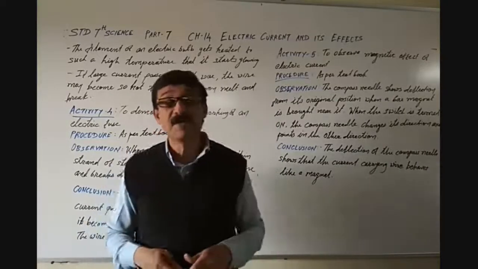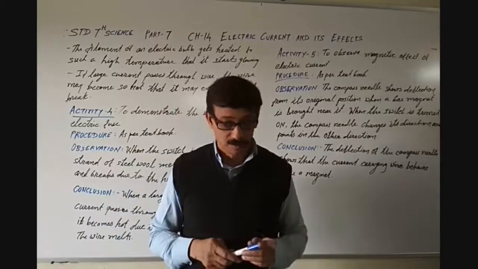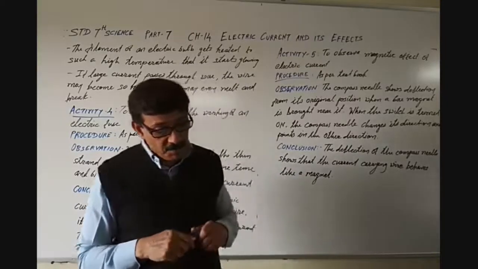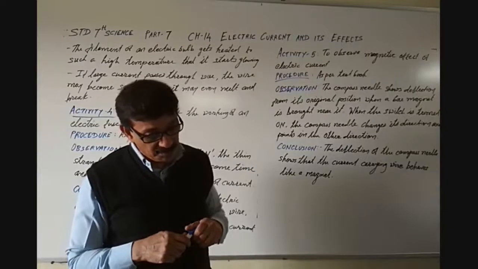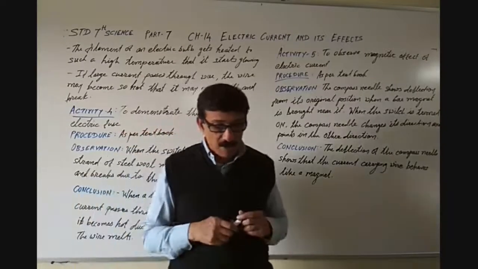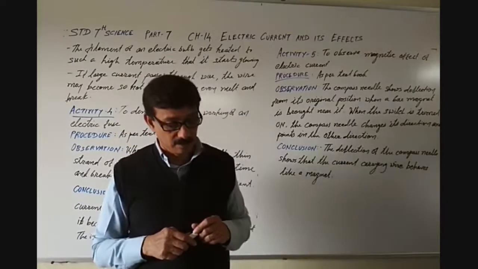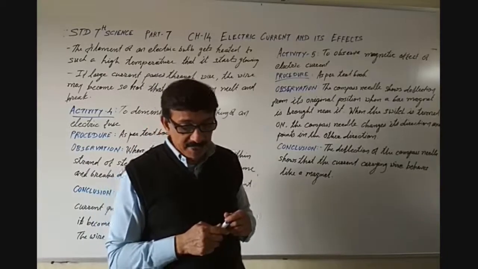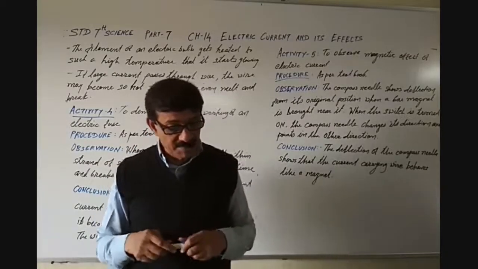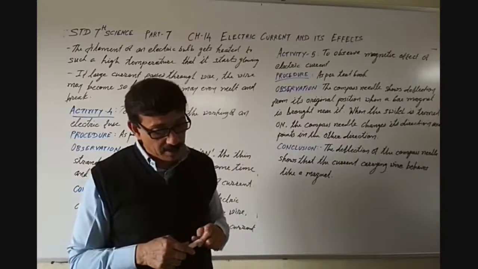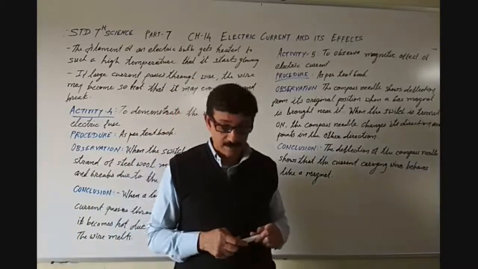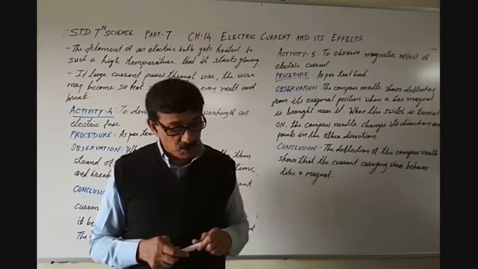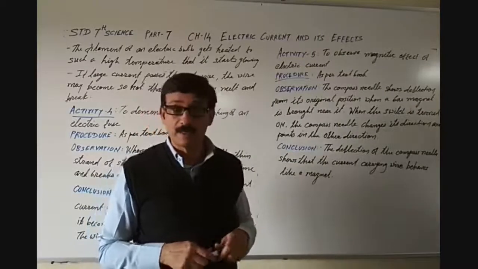You can see in Figure 14.17: a few times around the cardboard tray, place a small compass needle inside it. Now connect the free ends of this wire to an electric cell through a switch as shown in the figure.